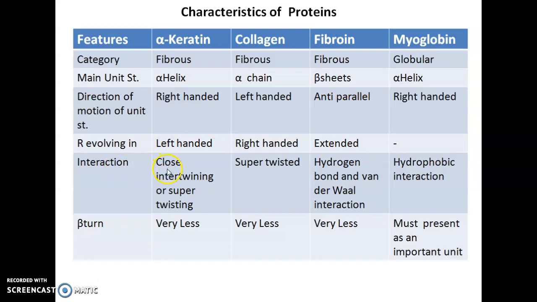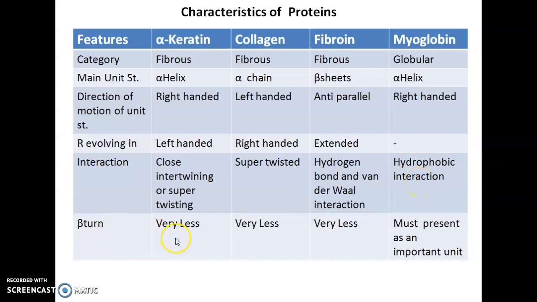A different category of interactions is present in alpha keratin. They are present as a supercoiled structure. Again, collagen is also formed with the same type of interaction. In the case of fibrin, mainly hydrogen bonds and van der Waals interactions are present, while in the case of myoglobin, as I have already told you, the globular structure is mainly formed due to hydrophobic interaction.